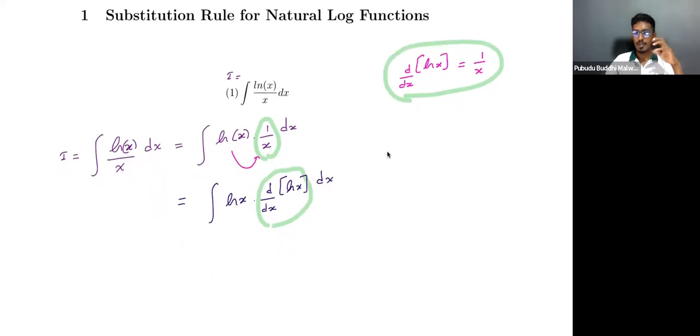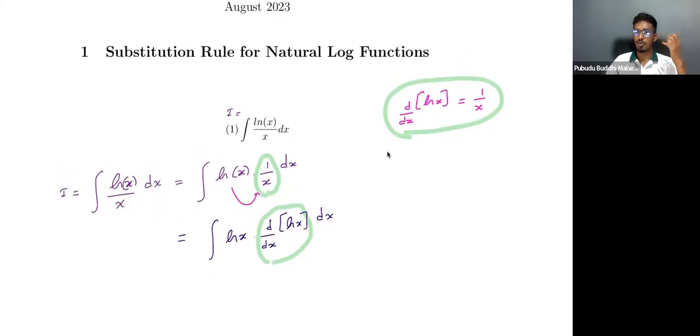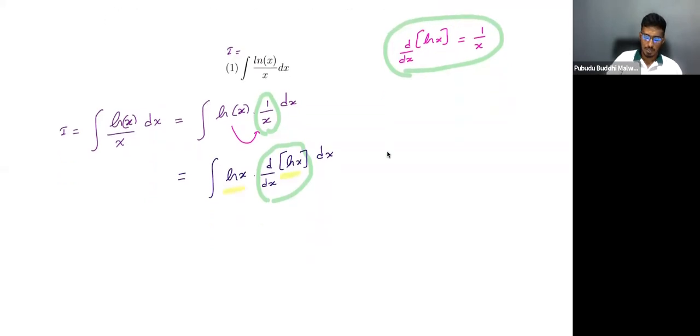Now, after creating a form like this, you can easily choose the appropriate substitution. That is basically this part, natural log of x, because here we have the derivative. Hence, now I am going to write my substitution, u equals natural log of x. We use substitution for a reason, to simplify the integral, but we should convert the entire integral into the new variable, that is u.